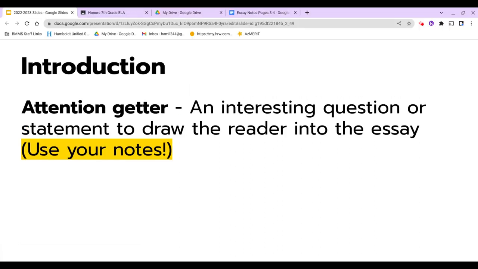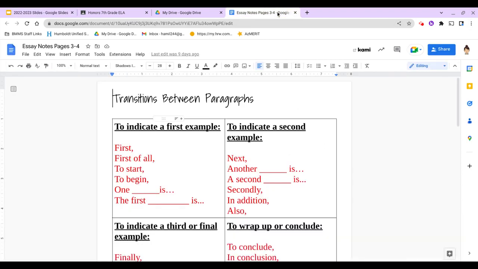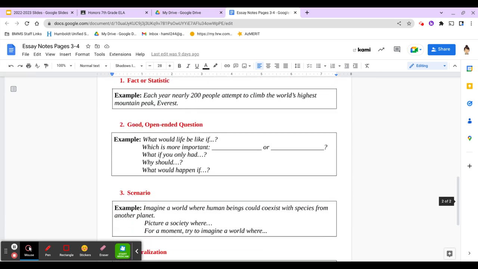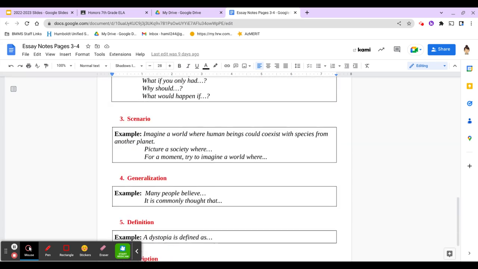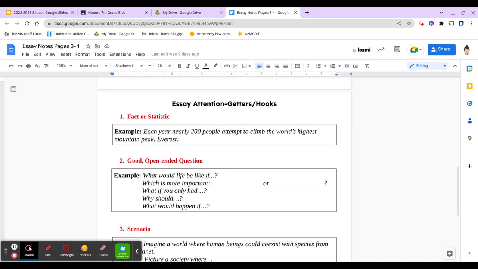When I say that you need to use your notes, if you go into your folder, we took notes on this last week. On the back of the transition page, you have a bunch of different examples of different types of hooks or attention getters to use. So look at a few, maybe try out a few in your document.